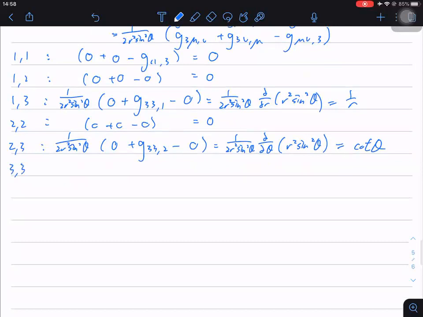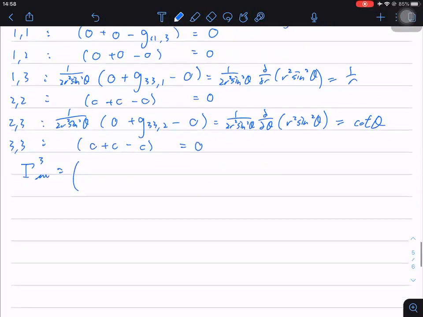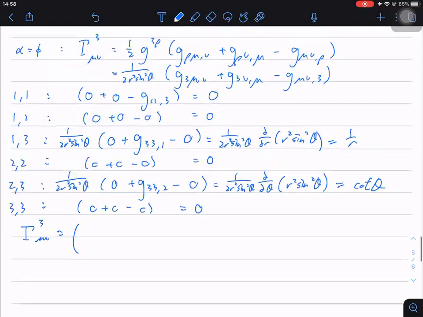And finally, 3 terms. Since 3, 3, 3 does not depend on phi, again we have all 0 here. And that is the final component of the Christoffel symbol. We have 1, 3, 2, 3, so 1, 3 and 2, 3 to be non-zero. Okay, so that's it.